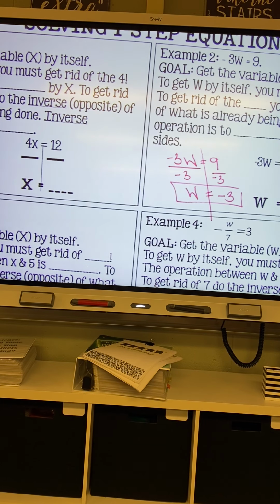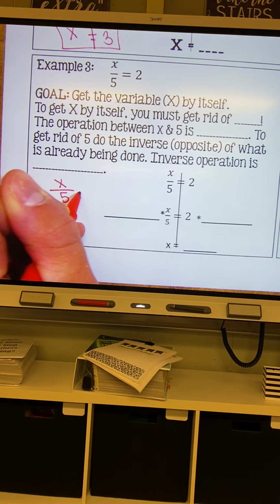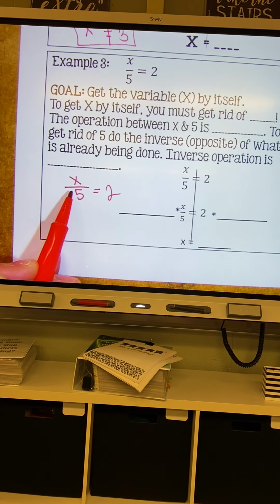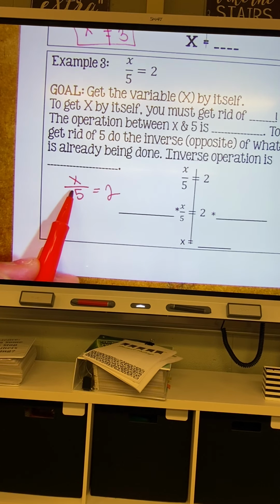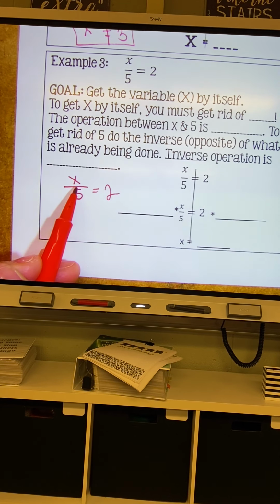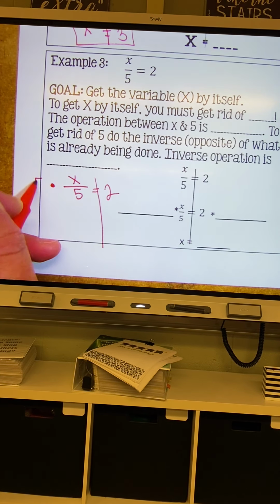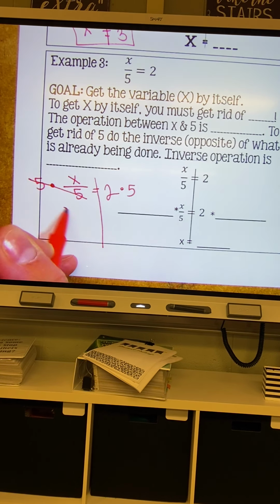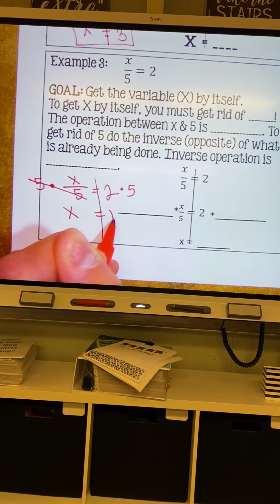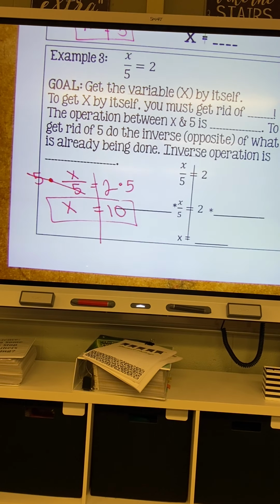Two more examples of this. Now I've got x divided by 5 equals 2. If you didn't know what that line meant, that means division. Also the fraction bar, same thing. Since it's x divided by 5, I want to get x by itself. The inverse of division, or the opposite of division, is multiplication. So in order to get rid of this 5, I'm going to multiply by 5 on both sides. This gets rid of the 5 on the left, just leaving me with my x. 2 times 5 is 10. So x equals 10.